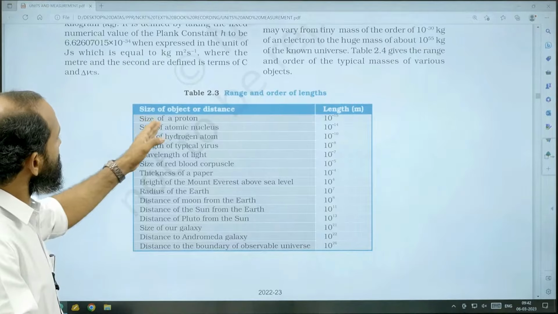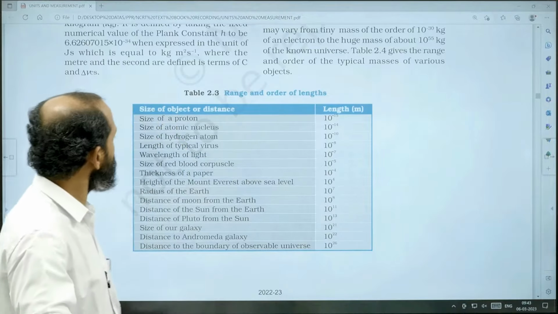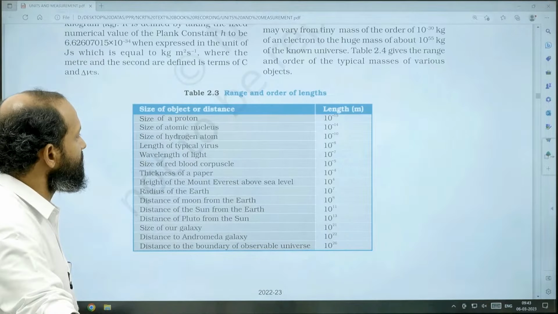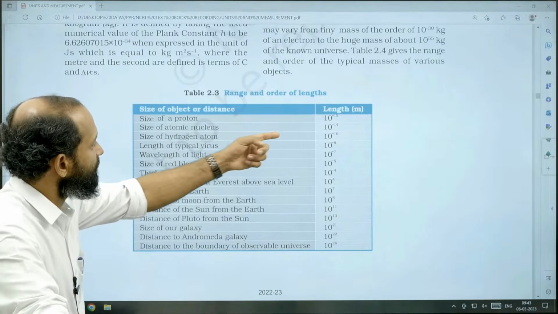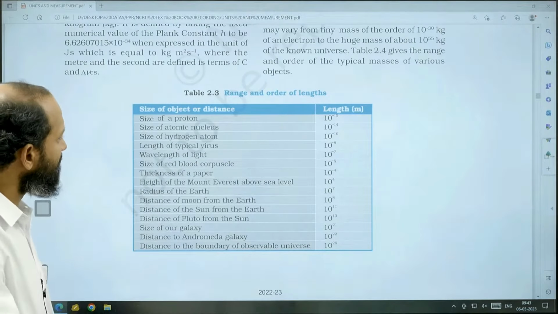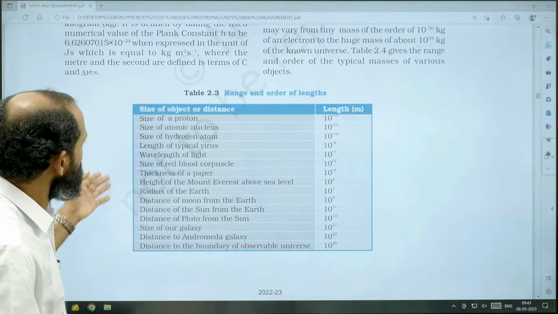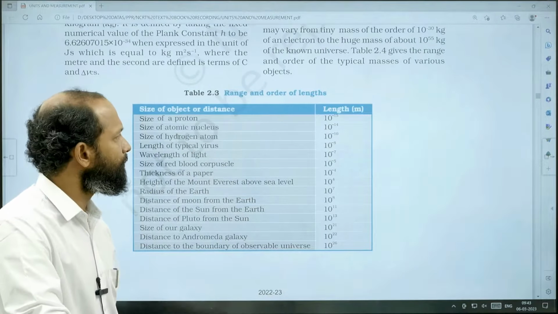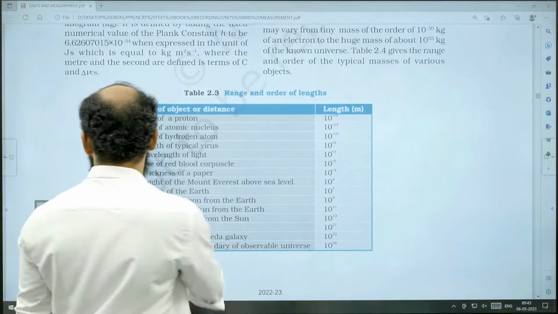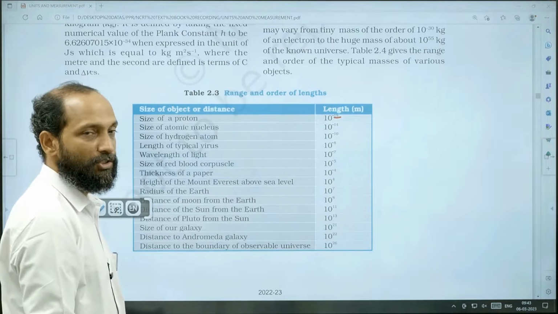Then size of a proton, this table is worth noting. Size of a proton 10 power minus 15. Distance to the boundary of the observable universe 10 power 26. Size of atomic nucleus 10 to the power minus 14. The sizes are to be roughly seen, need not be learned by heart, but for competitive examinations there may be options. So size of proton is very close to 10 power minus 15 meter. That is the order of magnitude. Order of magnitude of size of proton may be asked, and it is minus 15.